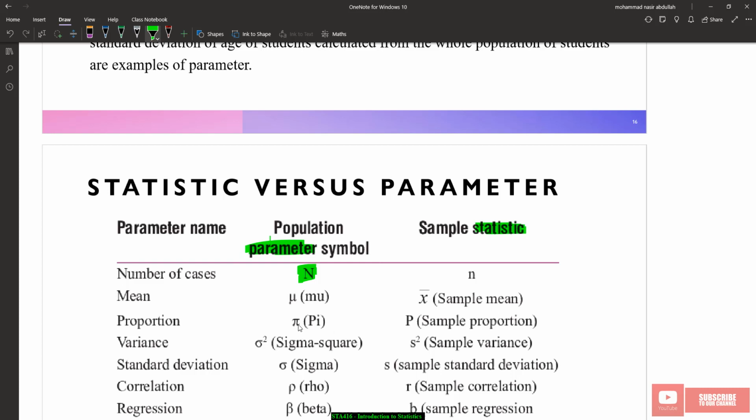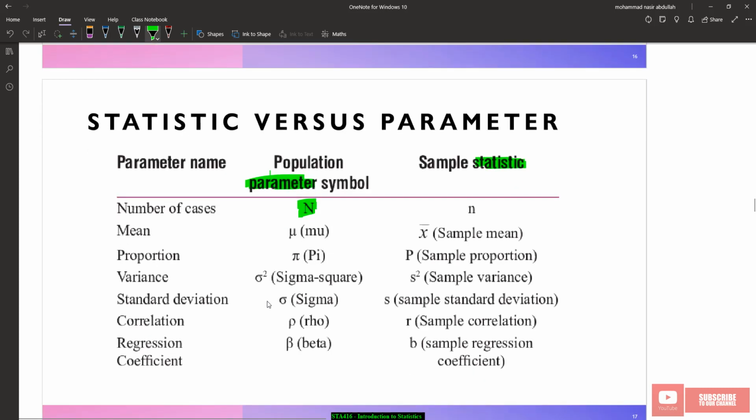Proportion is pi. Pi is for parameter. Capital P is for sample. Variance: sigma squared for parameter, S squared for sample. Correlation: rho for parameter, R for sample. Regression, if you are using a whole population, we use capital beta. And this one, just a symbol, no need to remember.